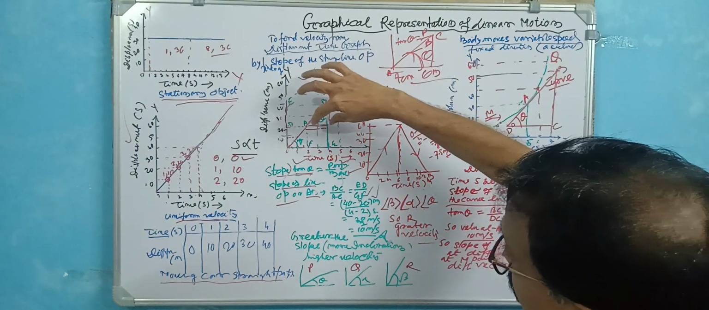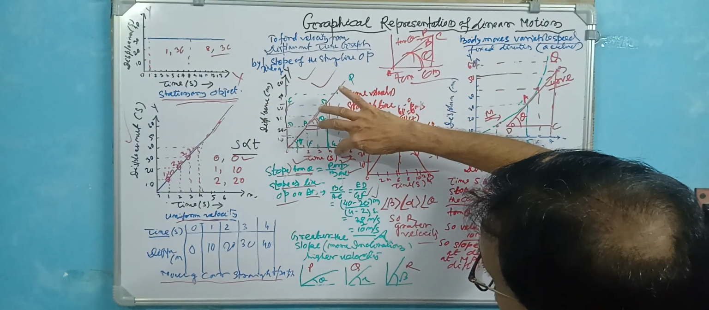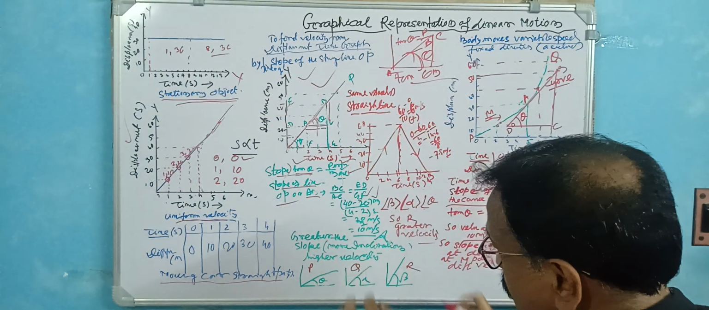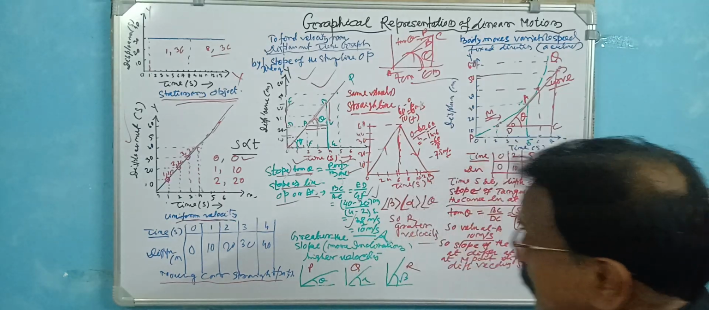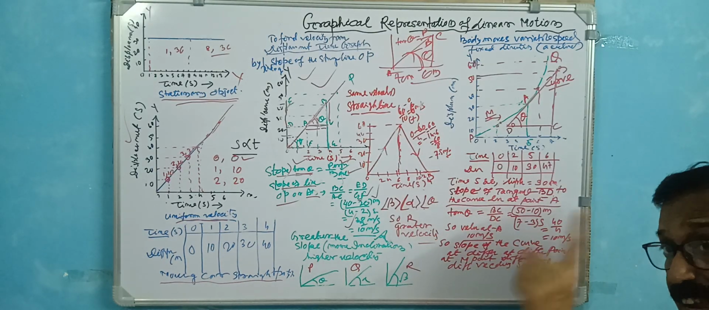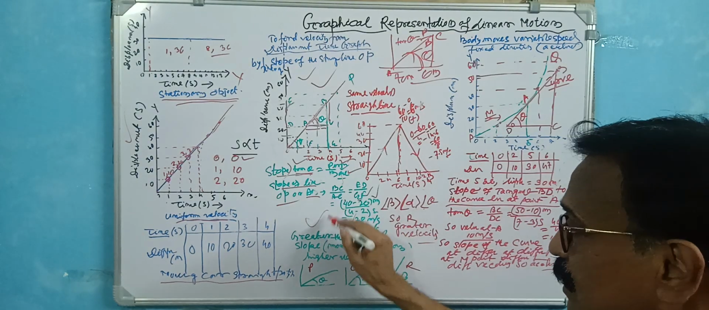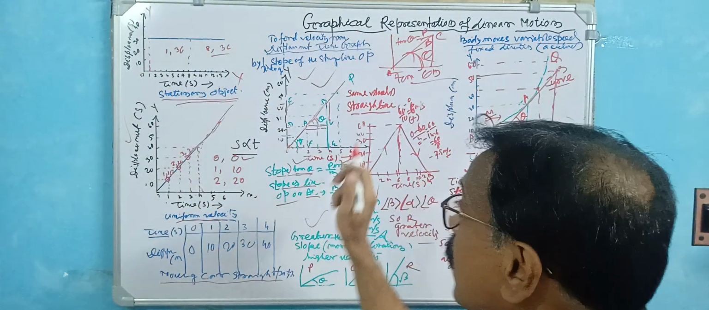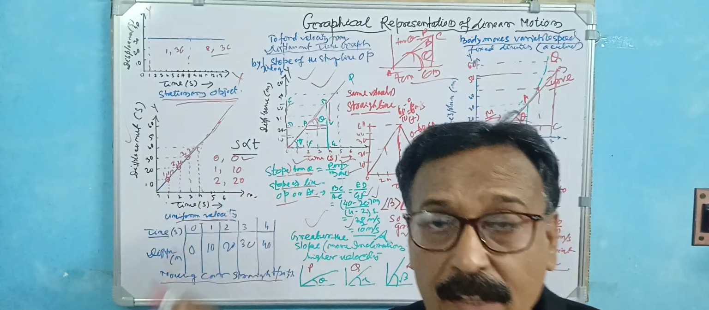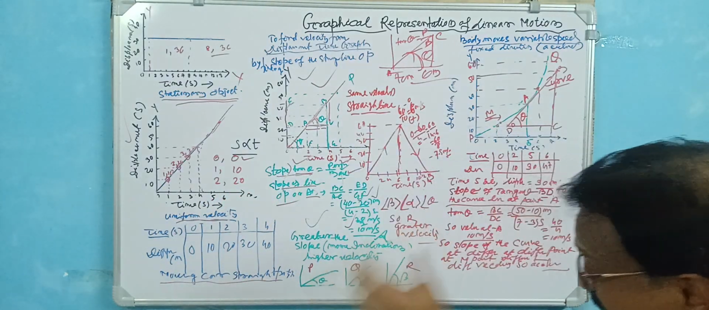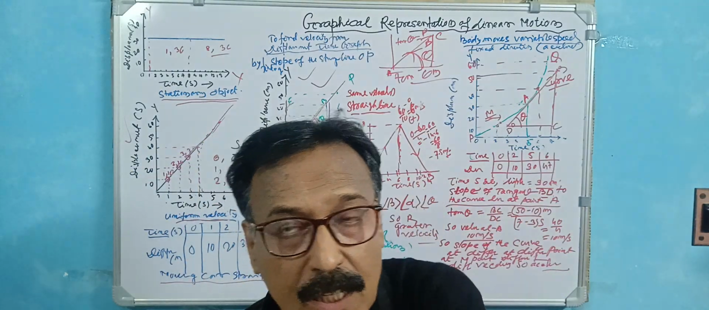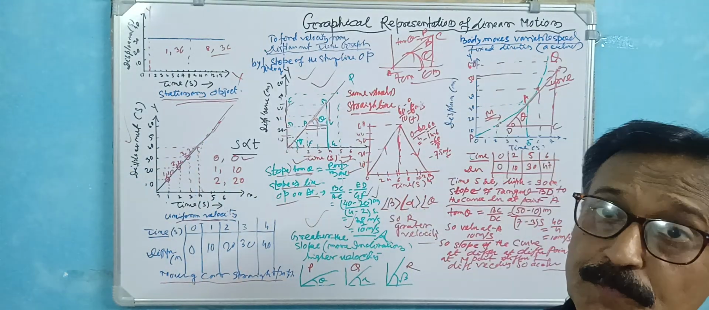And now what is the time? Total time is 4 seconds and up to this is 2 seconds. So the time is 4 minus 2, 2. That means 20 by 2, that is 10 meters per second velocity. For motion in a straight line, you calculate the velocity from the slope of this line. This is 10 meters per second. That is very important. That means you can calculate the velocity from the graphs also.